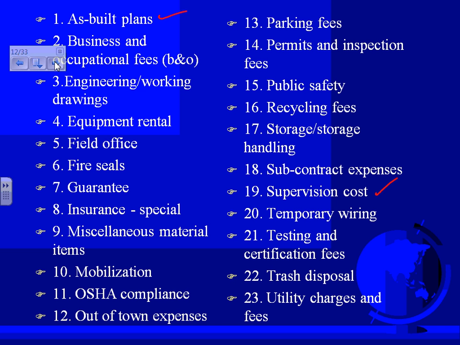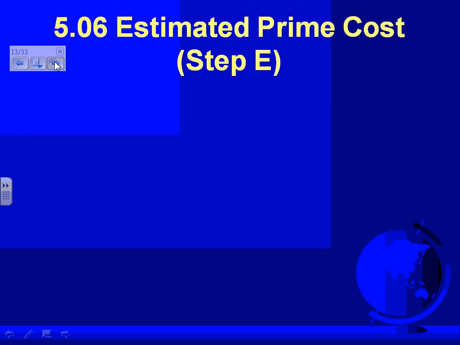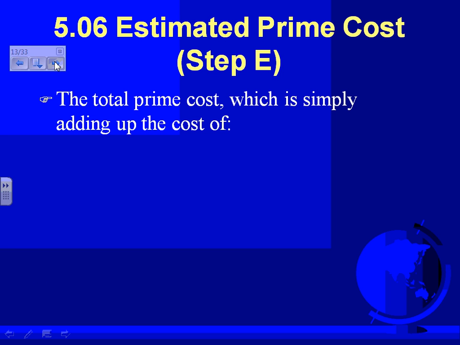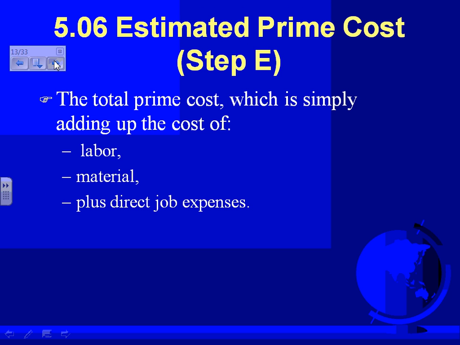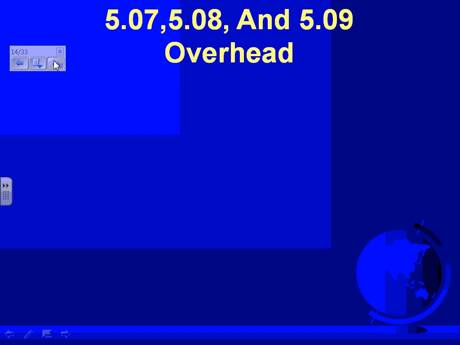Supervision cost, whatever that means. Recycling fees, if you have some recycling fees in the area. Engineering and work drawing fees too, if you want to buy them from the engineers. You have to pay attention to that one. Prime cost, add them all up. Add the labor, add the material. And I'm just going quick with this, guys, because we just explained it on the drawing.